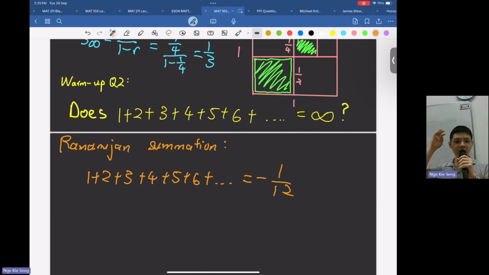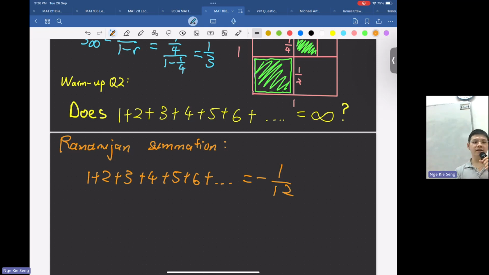If you are interested, I will put into my lecture notes how to get this, the trick used to find minus 1/12. But we won't do this in class because it's not the lecture content, it's just something for you to see. Interesting stuff.